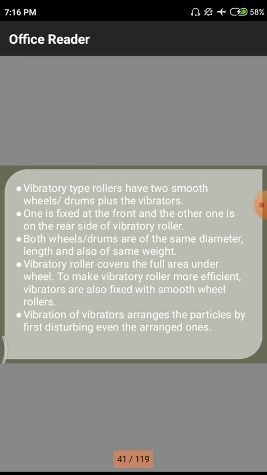Next one, the vibratory roller covers the full area under the wheel. Whatever area we have, all of it will be covered by these two wheels. The front wheel and back wheel move on the road surface, such that the total area is covered in a single pass. To make the vibratory roller more efficient, vibrators are also fixed in the smooth wheel rollers.